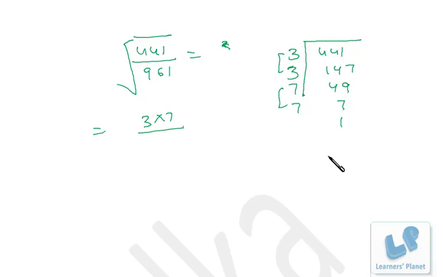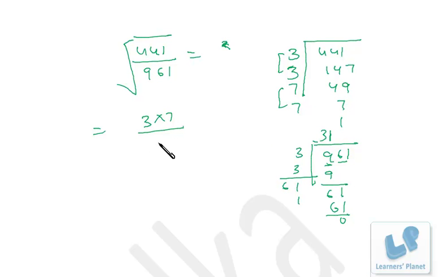Then square root of 961. So let's use long division method over here. 3, 3, 9, 3 and 3, 6, 6, 1. So that's 61 into 1 is 61, 0. That means square root of 961 is what? 31. Right? So that is 21 by 31. So square root of 441 by 961 is what? 21 by 31. Okay?